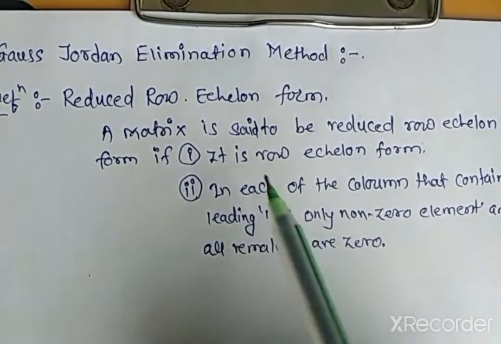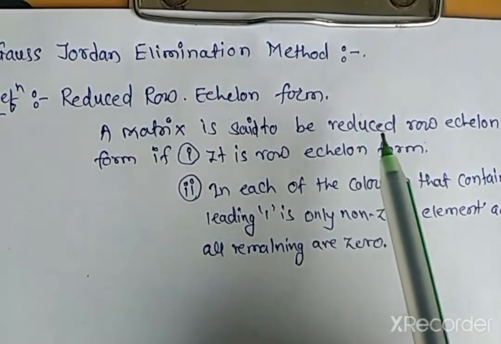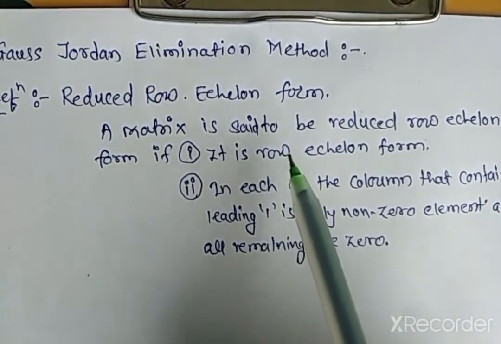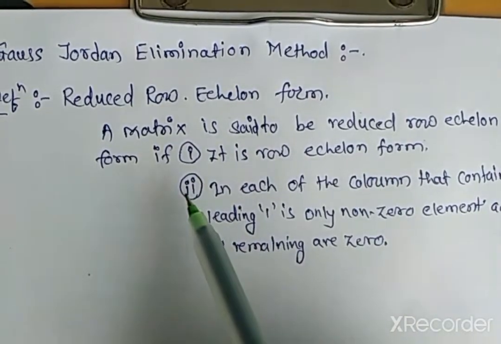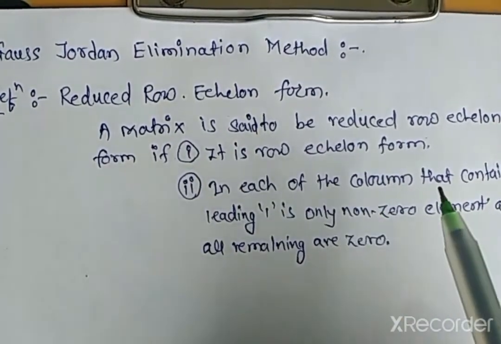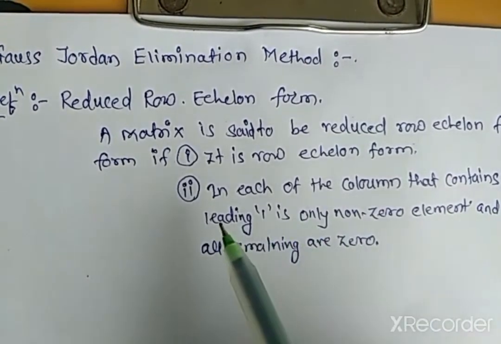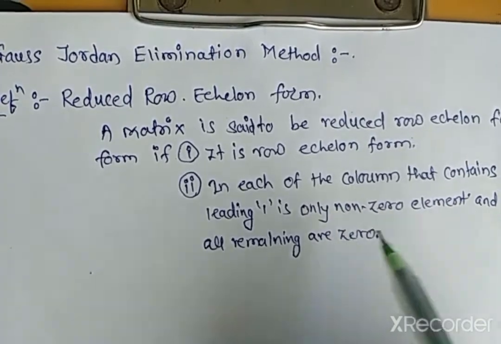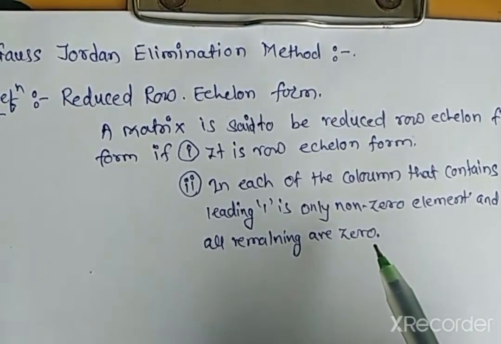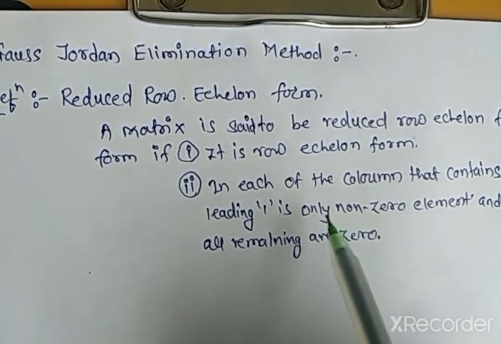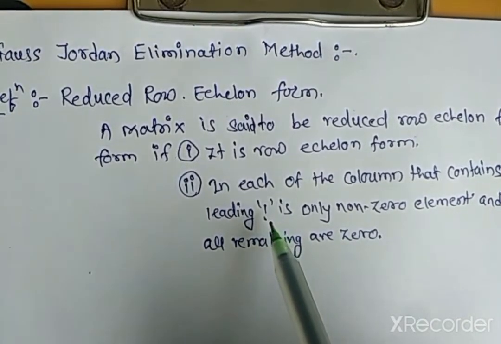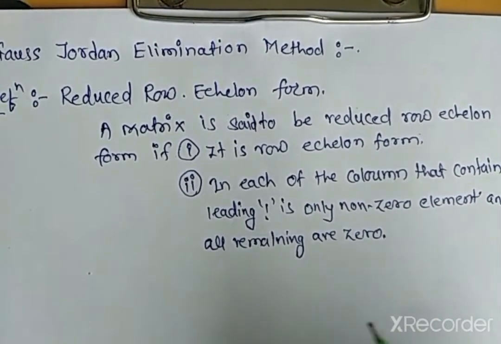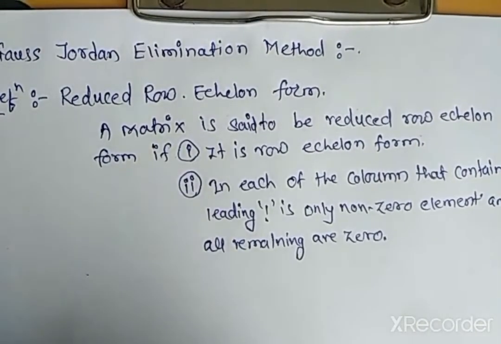A matrix is said to be in reduced row echelon form if, first, it is in row echelon form, and second, each column that contains a leading one has that leading one as its only non-zero element, and all remaining elements are zero. That is, a column containing a leading one has the leading one as its only non-zero element and the remaining elements of that column are all zero. Okay, that is the definition of reduced row echelon form.